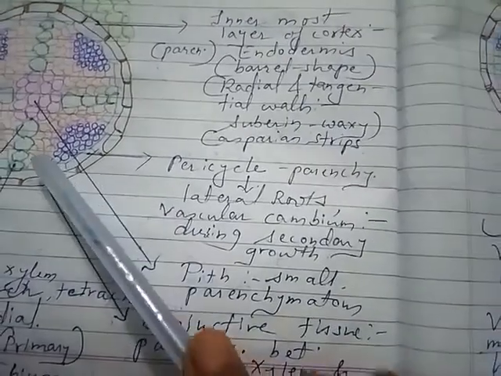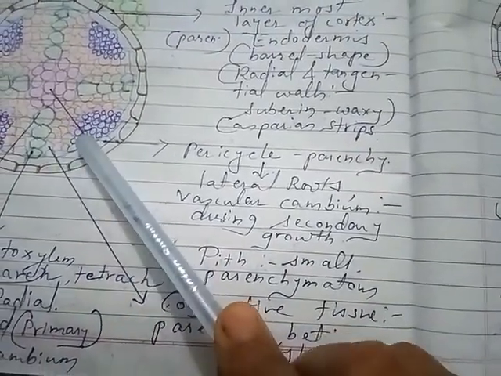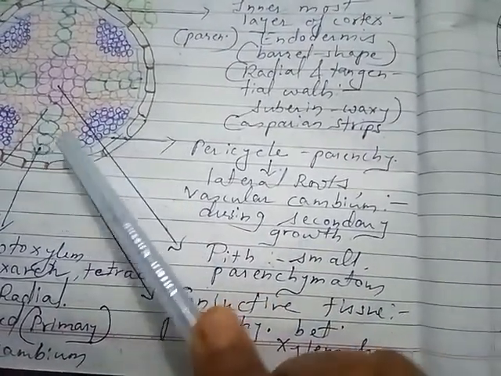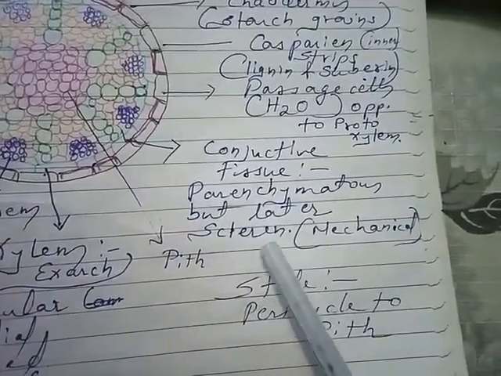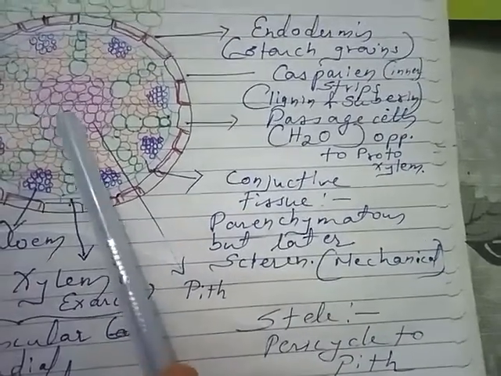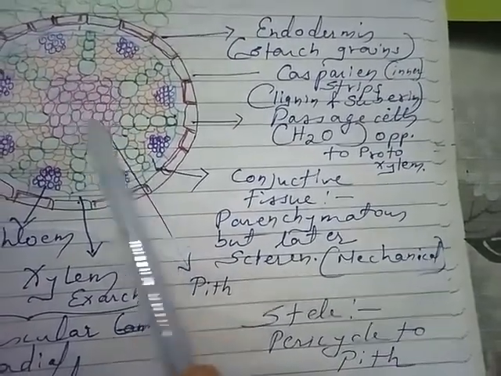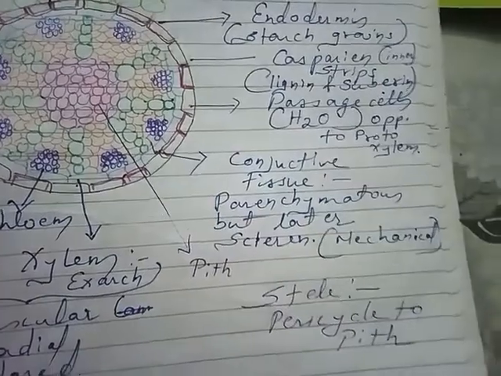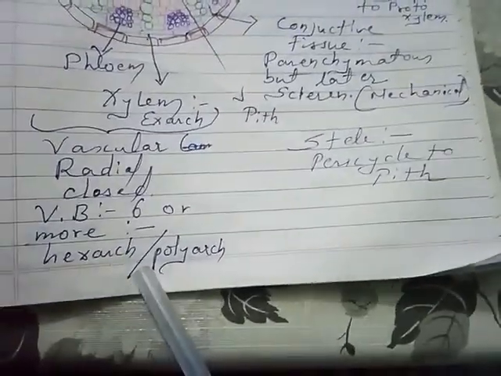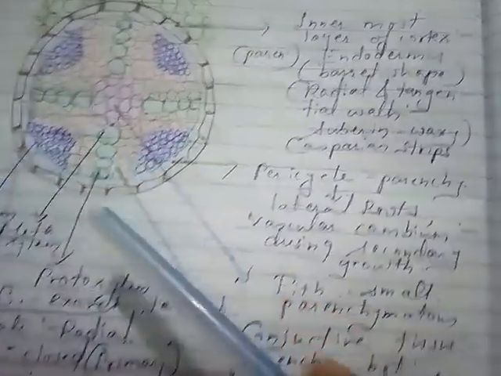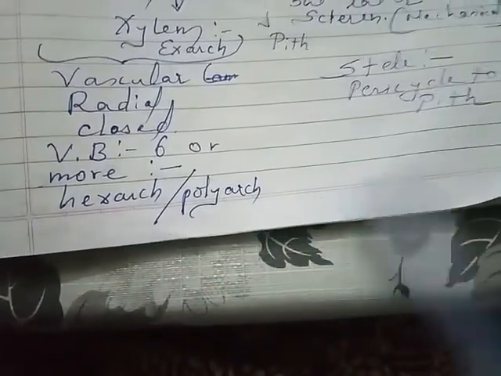Then the conjunctive tissue. In the dicot, between phloem and xylem it is parenchymatous, while in the monocot it is parenchymatous but later on becomes sclerenchymatous. Then the pith is larger compared to the dicot root. So that is the difference, and vascular bundles are more compared to the dicot root. Here it is tetrarch, while in the monocot it is hexarch or polyarch.